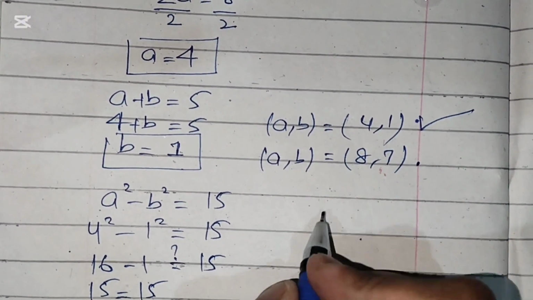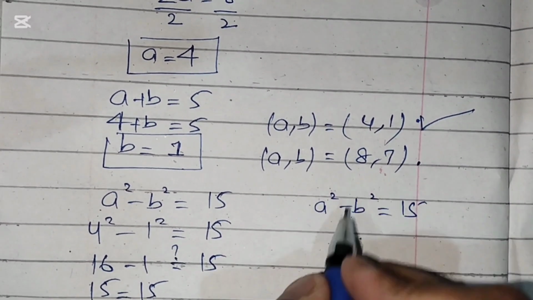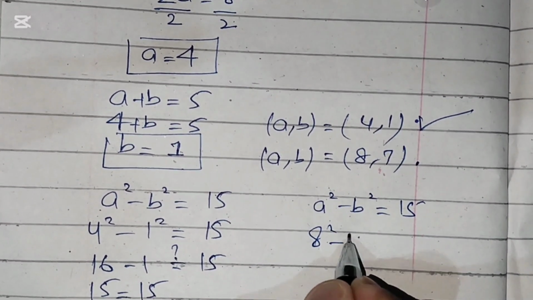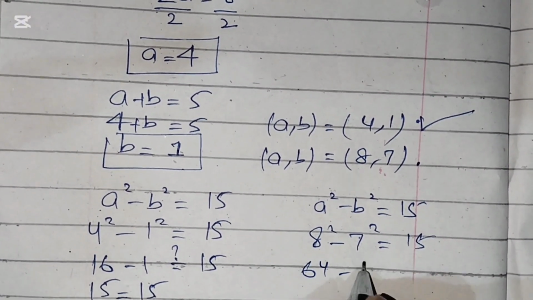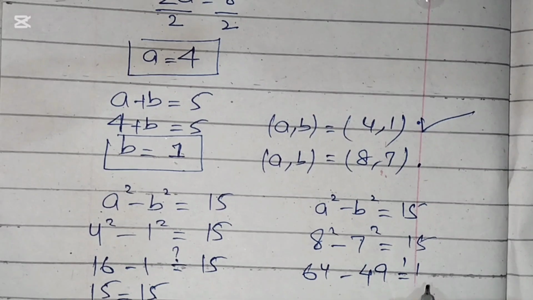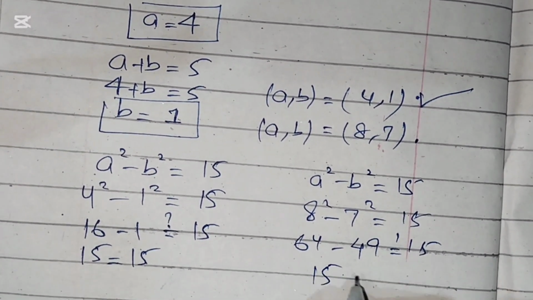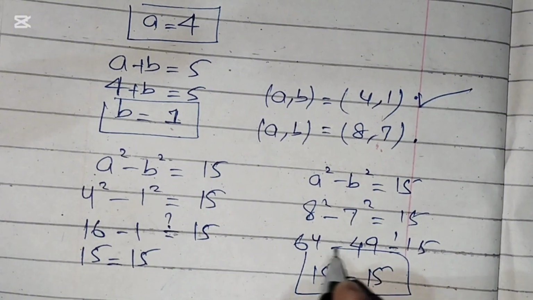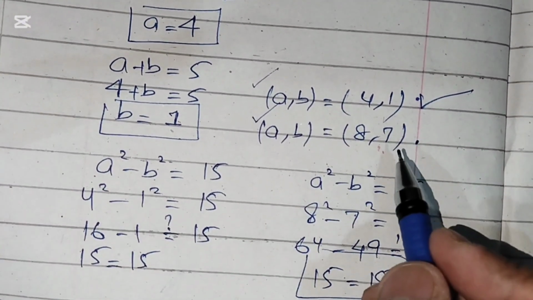Now we will check for this one. a squared minus b squared equals 15. 8 squared minus 7 squared equals 15. 8 squared is 64, 7 squared is 49. 64 minus 49 is 15. 15 equals 15. It means our values of a and b for both the cases are totally correct.